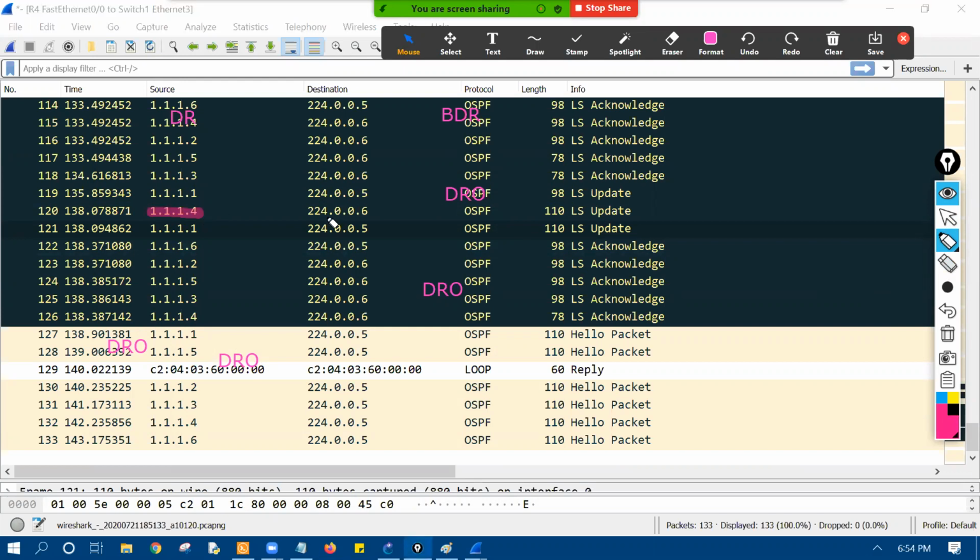R4 will create the packet. It will send it to the DR address. When R1 receives the packet, because R1 is a DR, what R1 is going to do, it will send this packet to all the multicast address.